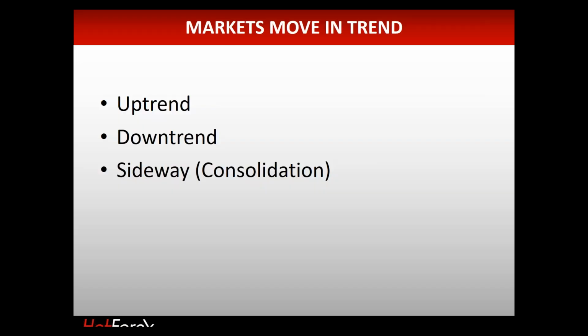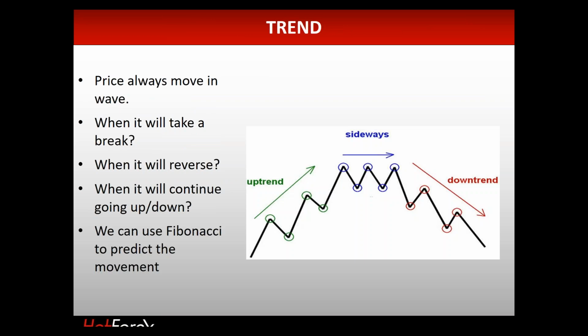Okay? So, market moves in trend. Everybody knows uptrend, downtrend, and sideways. And price always moves in a wave, going up, going down, up, down, uptrend, sideways, and downtrend. By using Fibonacci, basically, same like support resistance, we can predict the movement of the trend. When it will go up, when it retraces, where it will stop, the probability there, we can identify by using a Fibonacci.